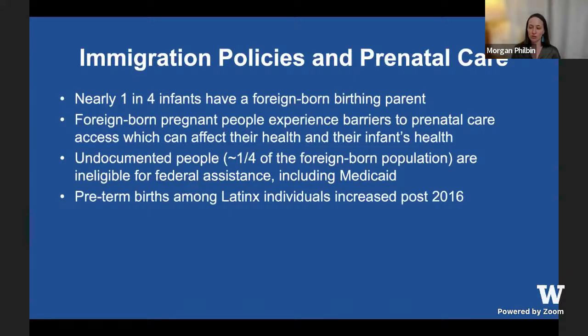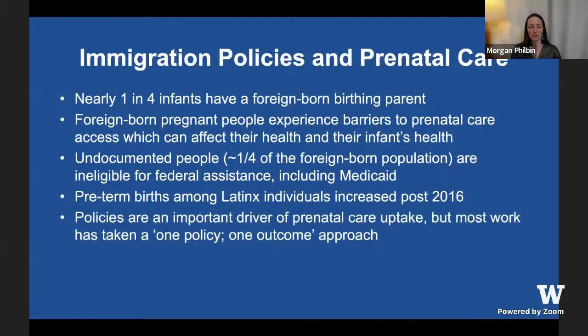And it is also important that in terms of proof of concept for the work that we're doing, other research has shown that there is a direct impact of immigration policies and the immigration climate more broadly that happened around Trump's election and on preterm birth. So given that people have seen that data, we wanted to look explicitly at shifts in policies by year over time. And also just in general, we've seen that policies are an important driver of prenatal care uptake, but most of that work has looked at the impact of a single policy on a single outcome. And so we're expanding that by thinking about the policy climate more broadly.